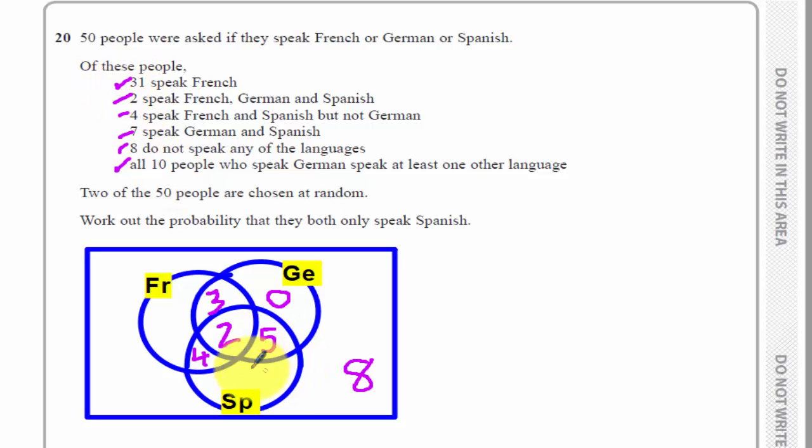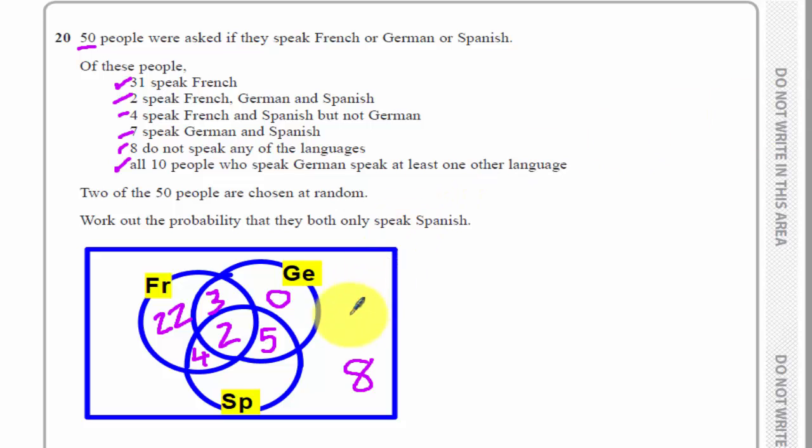31 speak French, I can fill that in now. 4, 6, 7, 8, 9. That leaves 22 people who just speak French. And in total, there are 50 people. So if I add up all these numbers, whatever I'm left with to get to 50 would go here.